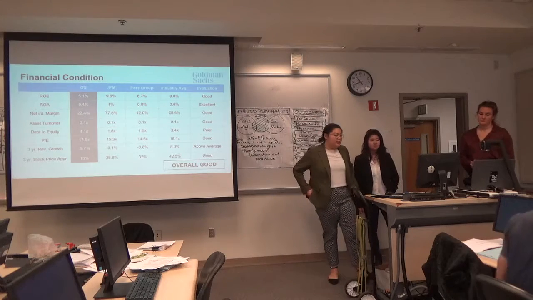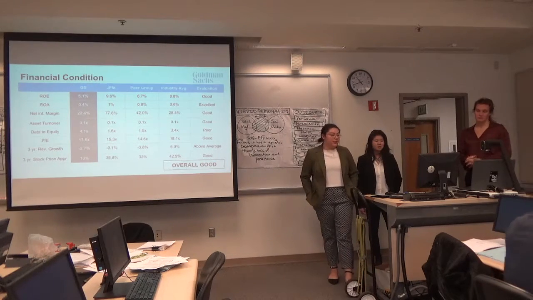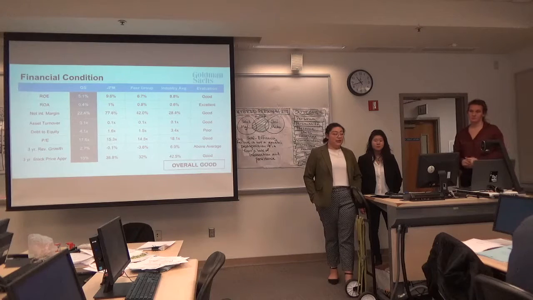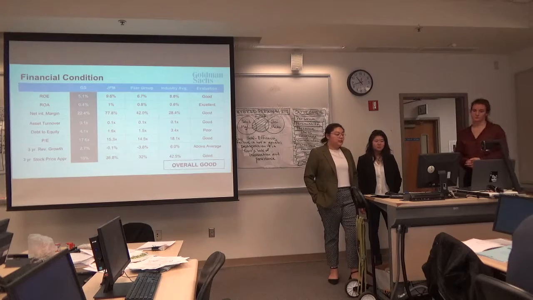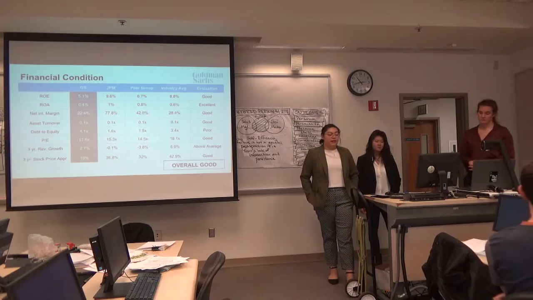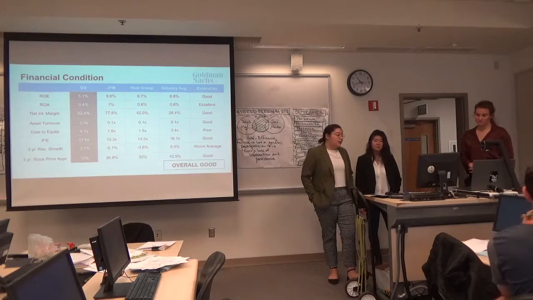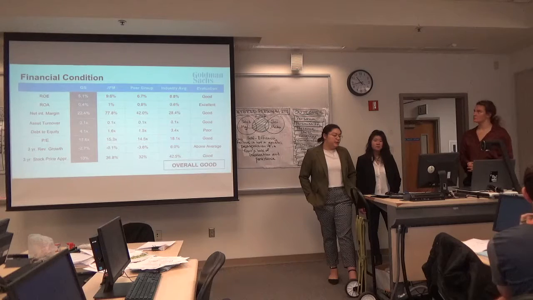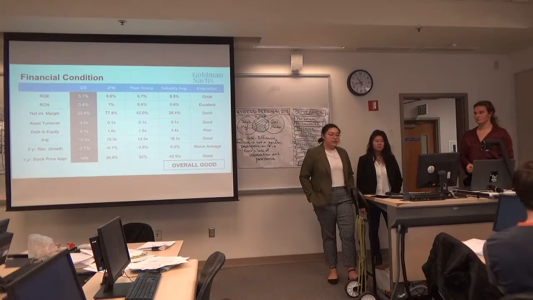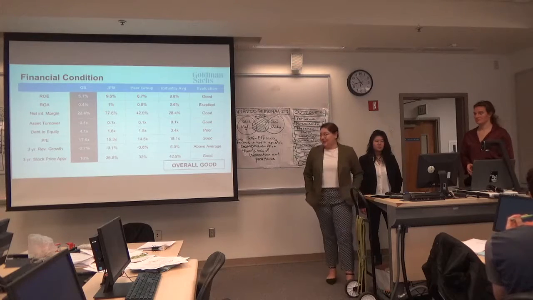Some of their financial conditions: Goldman Sachs return on equity is 5.1%, which we deemed as good. Their return on assets is 0.4%, which we deem as excellent. Their net interest margin is 22.4%, which we thought was good. Their asset turnover is 0.1 times, which is also good. Their debt to equity is 4.1 times, which is poor compared to JP Morgan and their peer group, which fall a lot lower than 4.1. Their PE ratio is 17.6, which we thought was good. And their 3-year revenue growth is negative 2.7%, which is above average. And their 3-year stock price approximation is 10%, which is overall good.